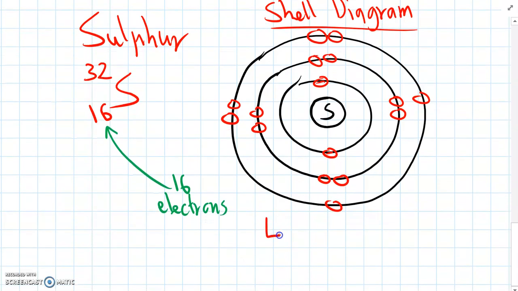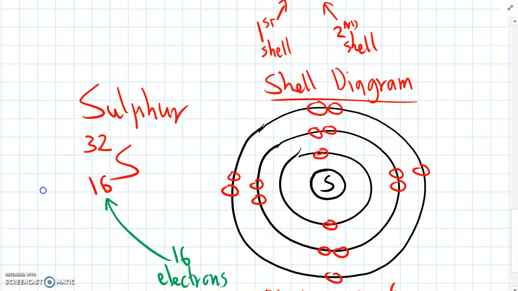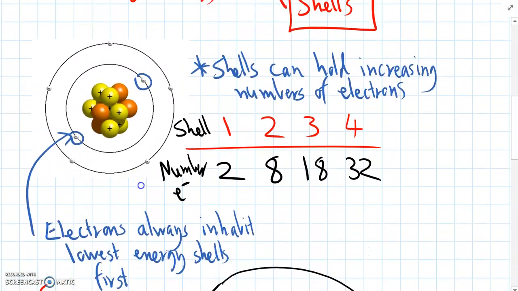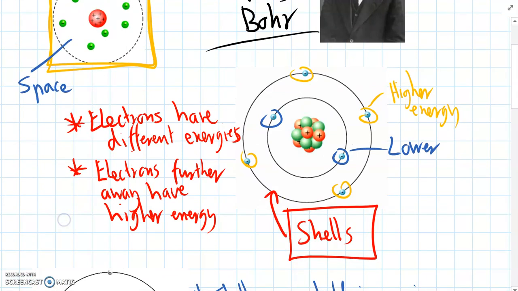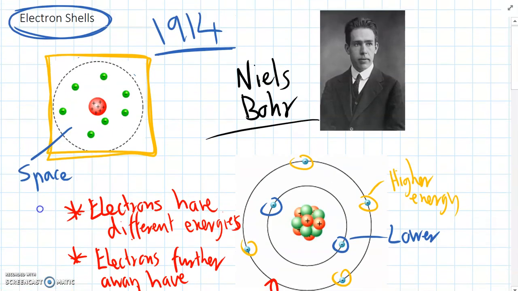And then we can do the electron configuration as well. So for sulfur, we have 2 electrons in the first shell, then 8 in the next, and then 6. So the more recent view of atoms is that electrons live in shells. They're still flying around at the speed of light, but they're in particular shells and they have particular energies.